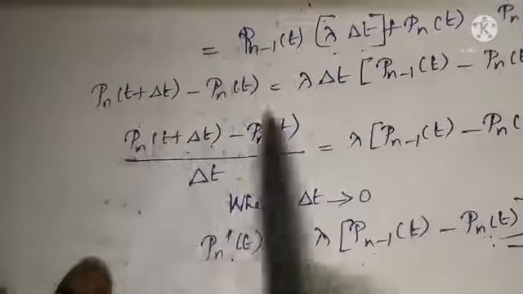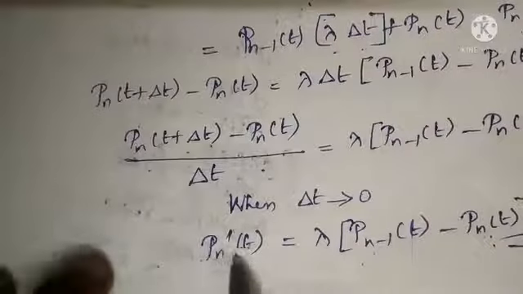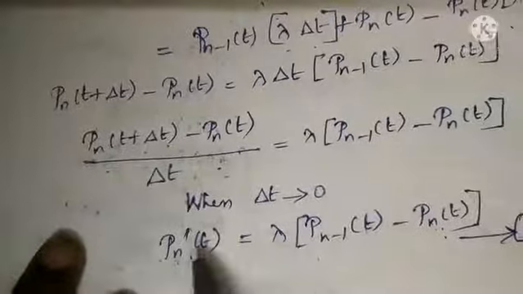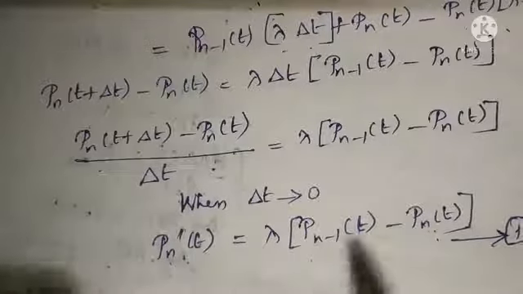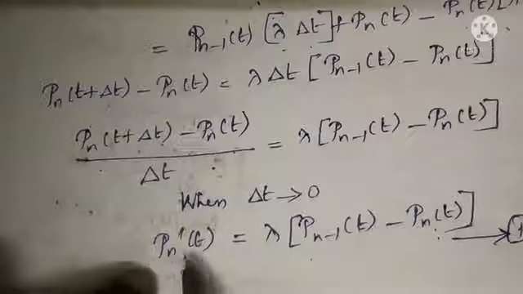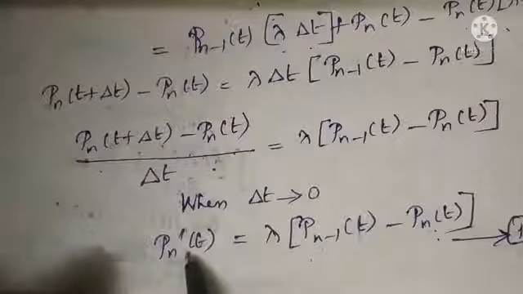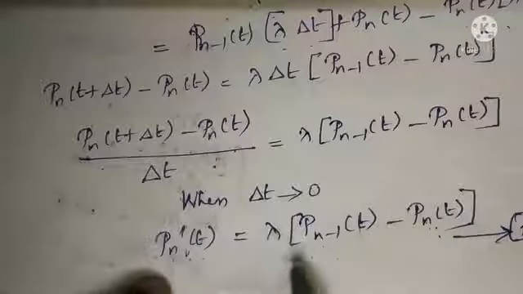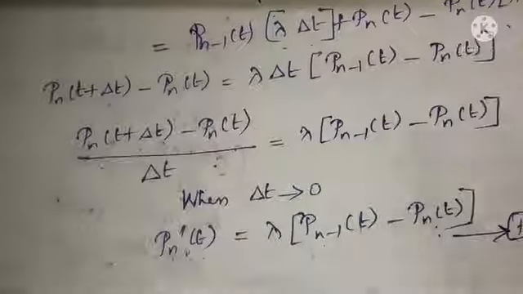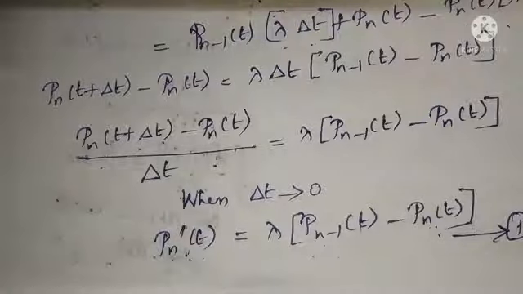You simplify, and when delta t tends to 0, it will become Pn dash of t by the definition of differentiation. Now I am going to assume the solution of this Pn dash of t. Our aim is to find Pn of t, so I am going to assume Pn of t to be lambda t whole power n into f of t by n factorial, more or less like the solution we need, right?